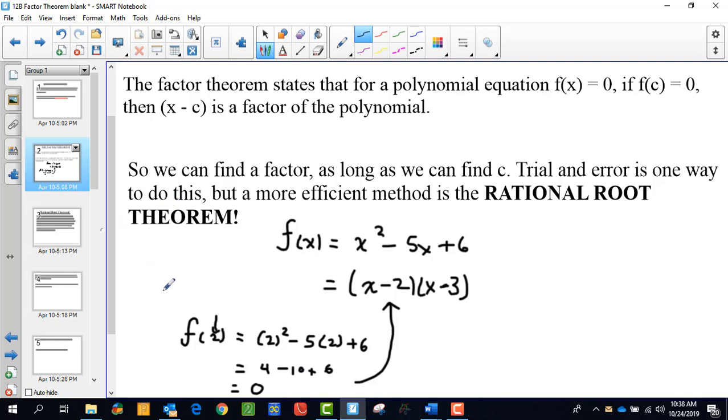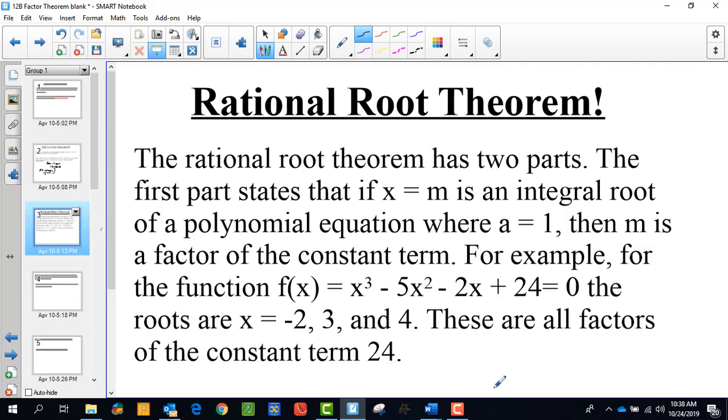So the question then is, how do I find c? How do I know what these numbers are? I mean, sure, 2 and 3 work, but is there anything else that works? And if you can't factor, how do you come up with the numbers that might work? The way you do that is by using what is called the rational root theorem. And the rational root theorem has 2 parts.